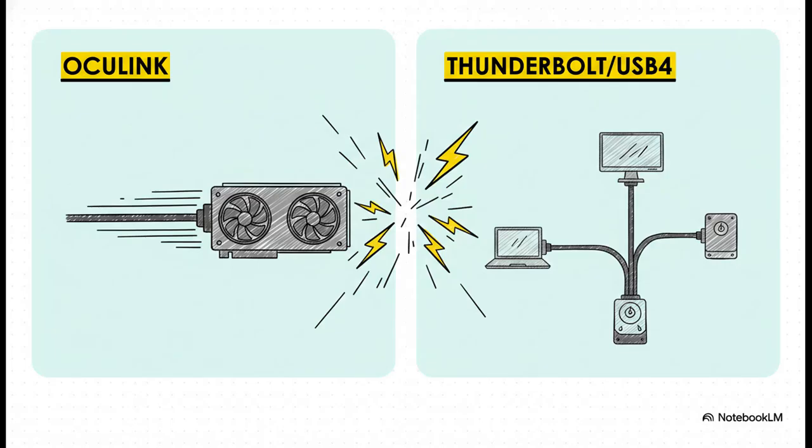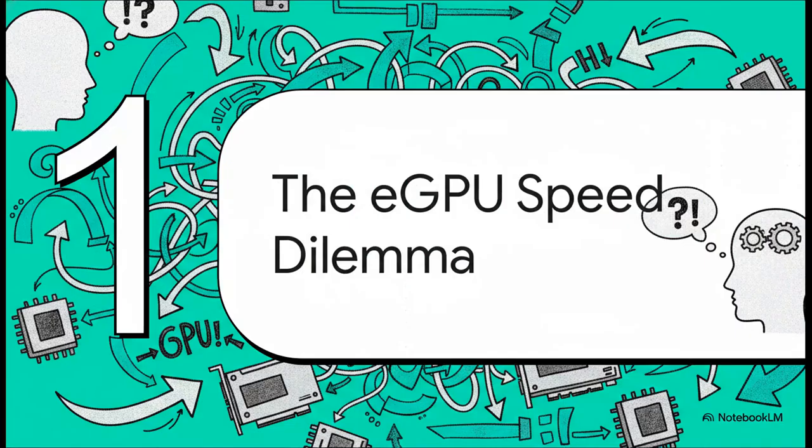In one corner, you've got Oculink. This is the enthusiast choice. It promises raw, pure, unadulterated speed because it's a direct connection to your system's PCIe lanes. And in the other corner, you have the champ of convenience, Thunderbolt or USB 4. It's everywhere, it's flexible, and the forums are just full of people going to war over which one is truly king.